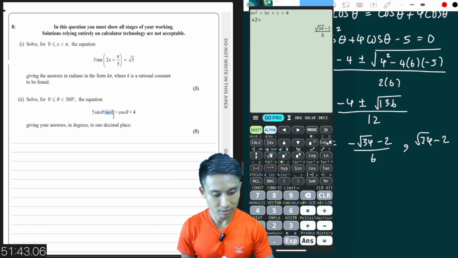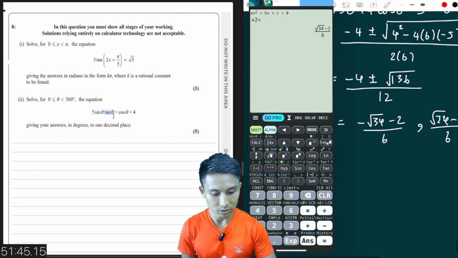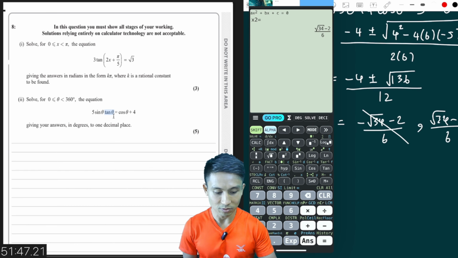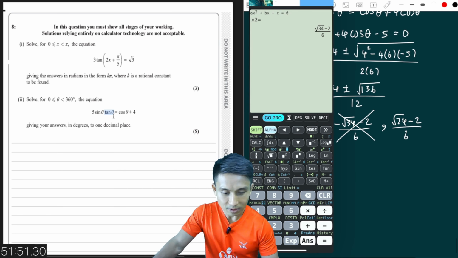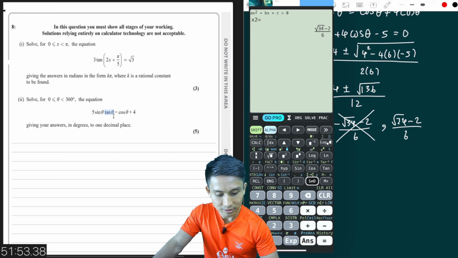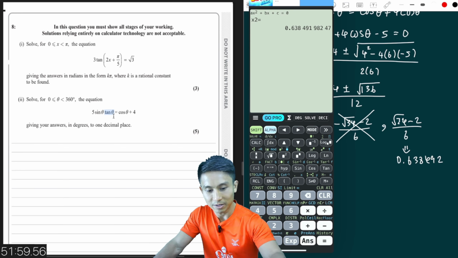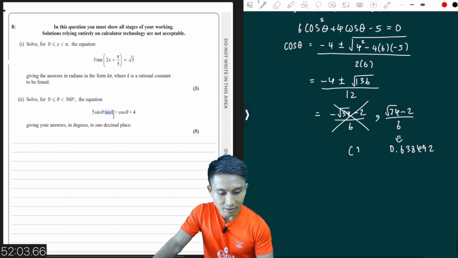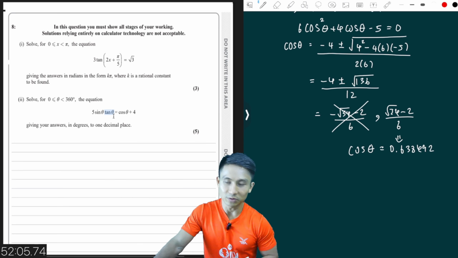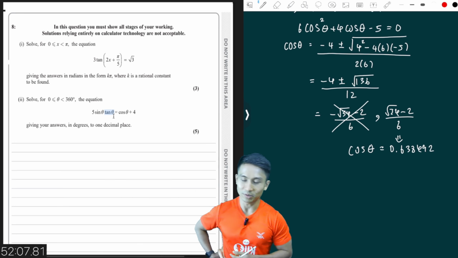And this one. So this one is over minus 1, or beyond the range of cos and sine, yeah? So we're going to get that one, which is 0.638492. Let's make it precise first. Okay, now we get cos theta equals this, because we rejected one of them because it didn't work.